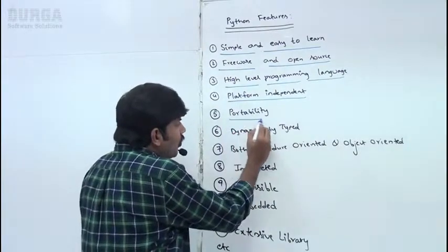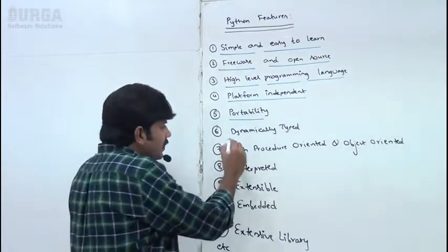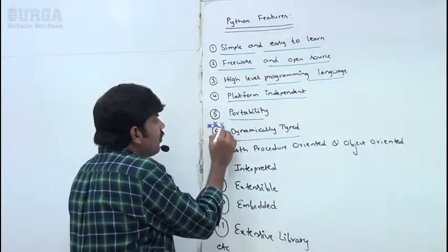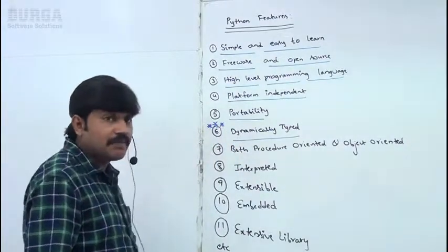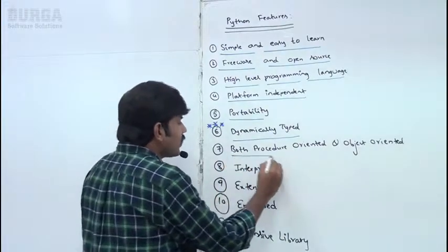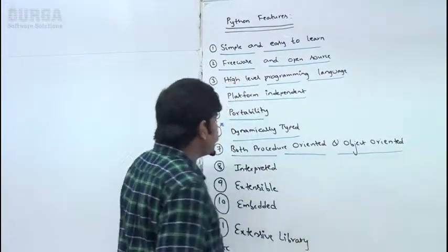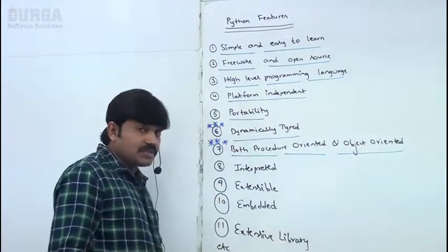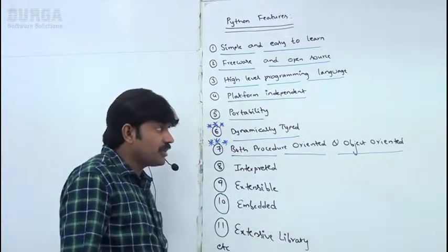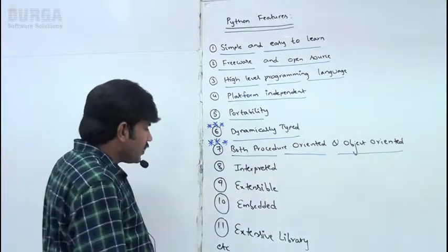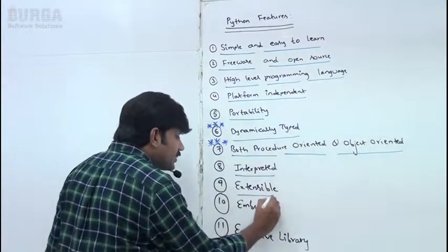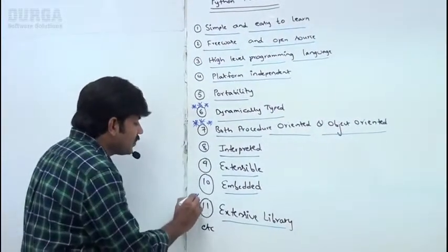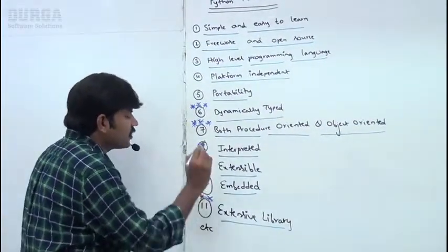Platform independent. Next, portability. Next, dynamically typed. Yes, this is very important. Even if you have some basic idea about this one, dynamically typed. Next, both procedure oriented and object oriented. It is also a big specialty for our Python. It is an all-rounder, both procedure oriented and object oriented. Next, it is interpreted. Next, extensible, embedded, extensive library. Are you getting extensive library? It is also a big specialty for Python.